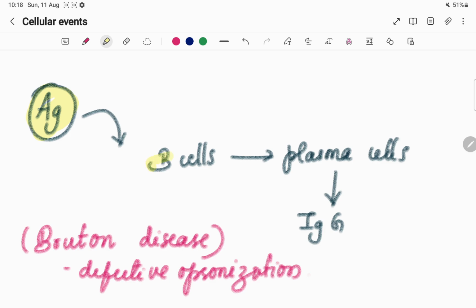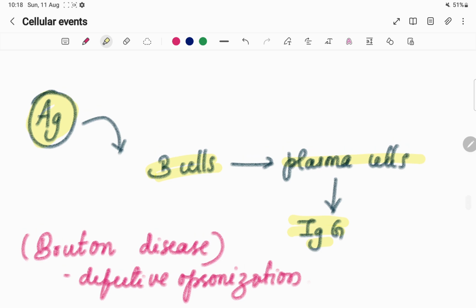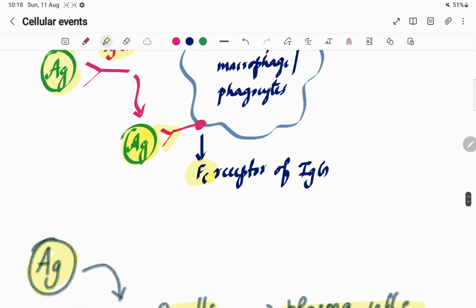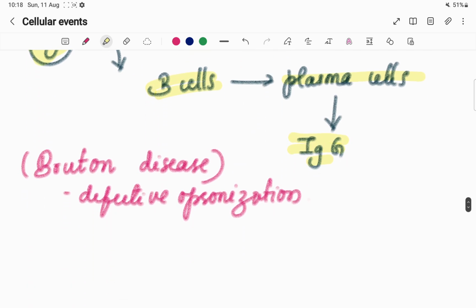these B cells get activated into the plasma cells and they release the IgG antibodies. So ആ IgG antibodies അവിടെ ഉണ്ടാവുമ്പോഴാണ് these Fc receptors get activated and opsonization helps to detect the antigen, and അതിന് അടുത്തെത്താൻ പറ്റുന്നത് it is due to this opsonization. So any defective opsonization can cause Bruton disease. So this is the clinical significance.